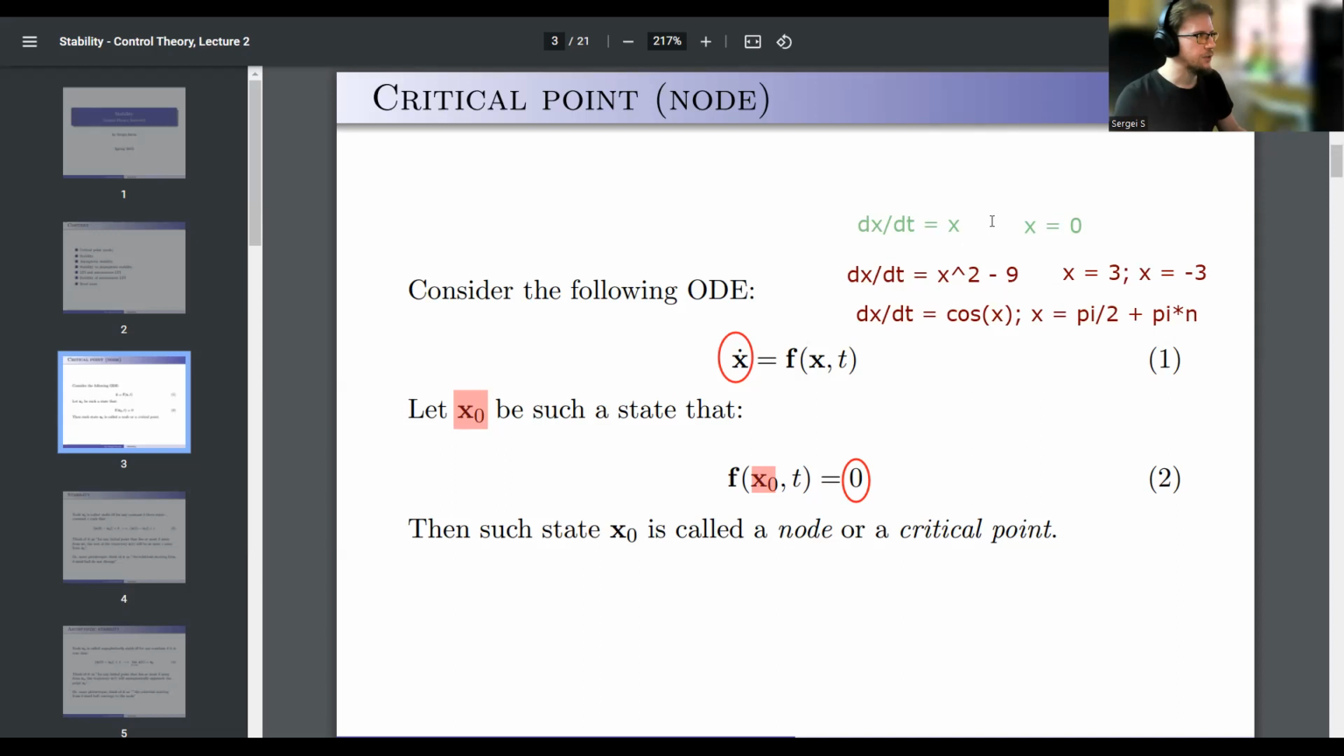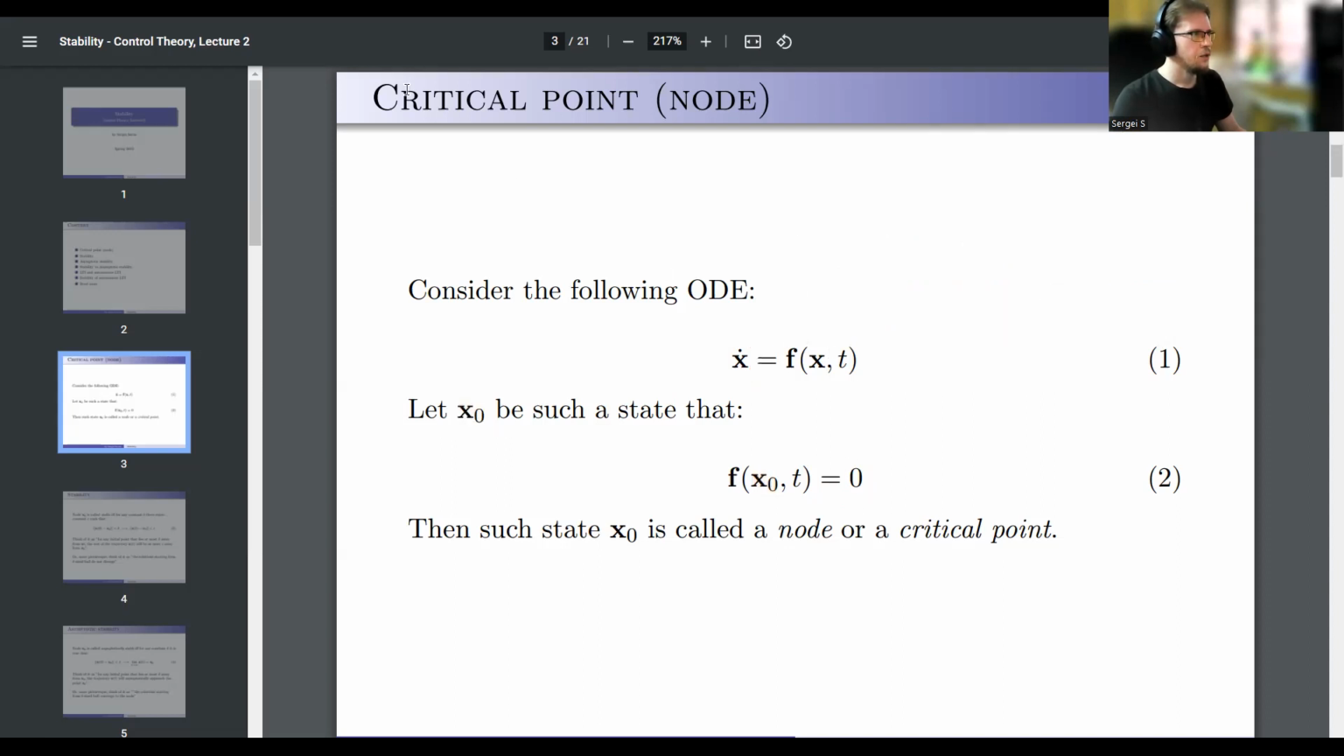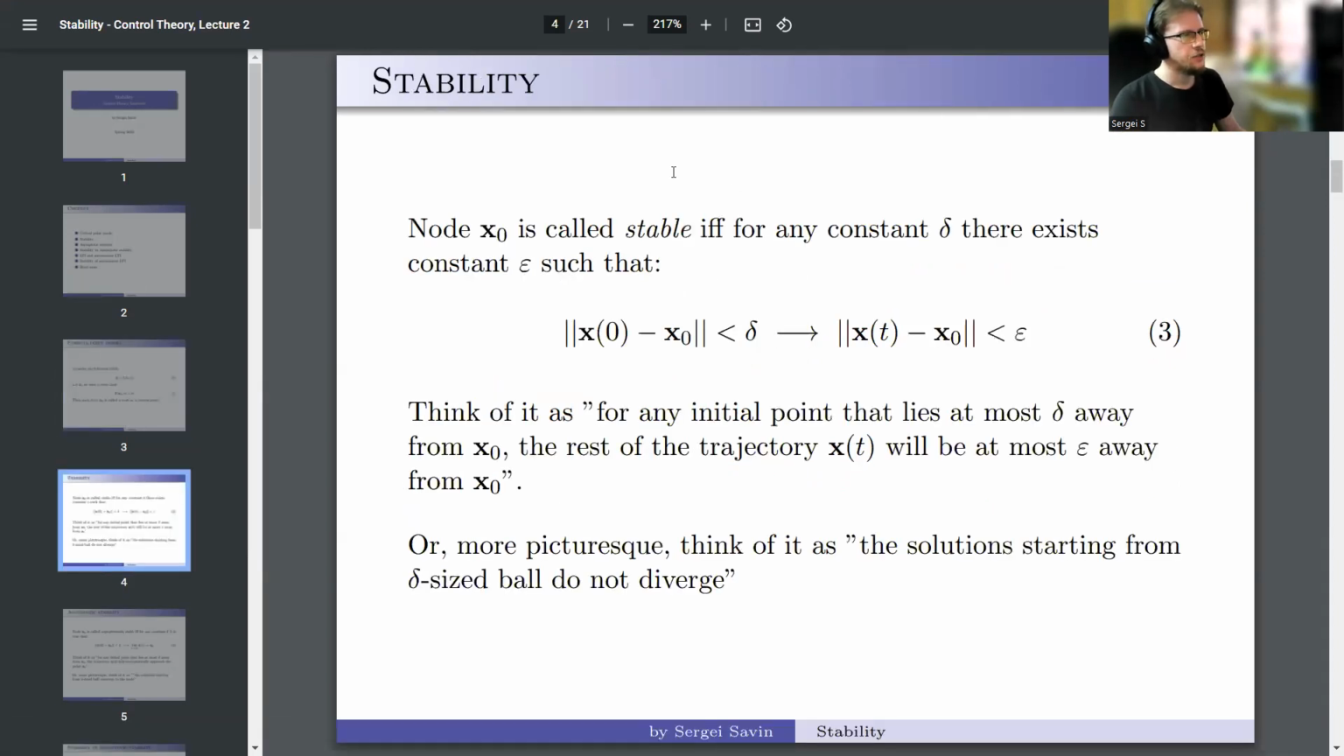All right. So this is what we call a node, right? Such x that x dot is equal to 0 for a first order ODE. Okay. Now, a node can be stable or unstable. Now that's the first time we encounter this lingo. So let's see.